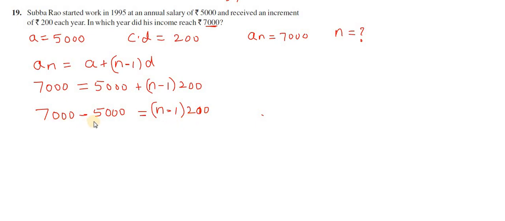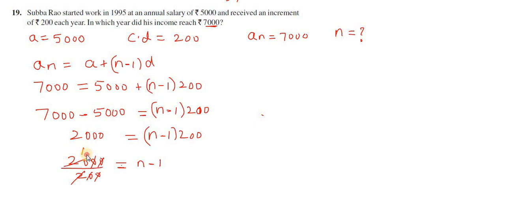Okay, so now 7,000 minus 5,000 is 2,000, which equals (n minus 1) into 200. So we need to isolate this. Therefore 2,000 divided by 200 equals n minus 1. The zeros get cancelled, so 2 tens are 20... so n minus 1 is equal to 10. Therefore n is equal to 10 plus 1.